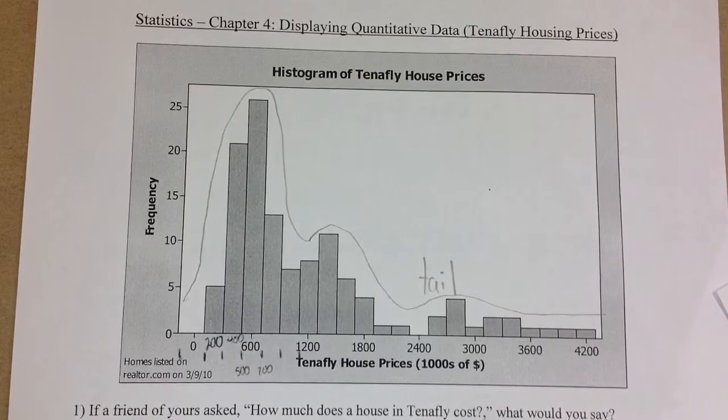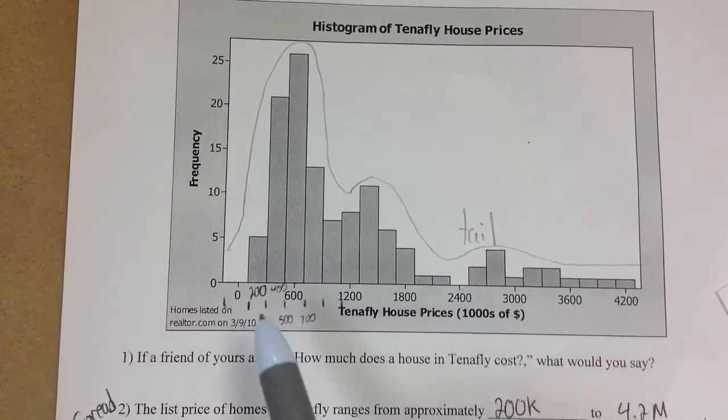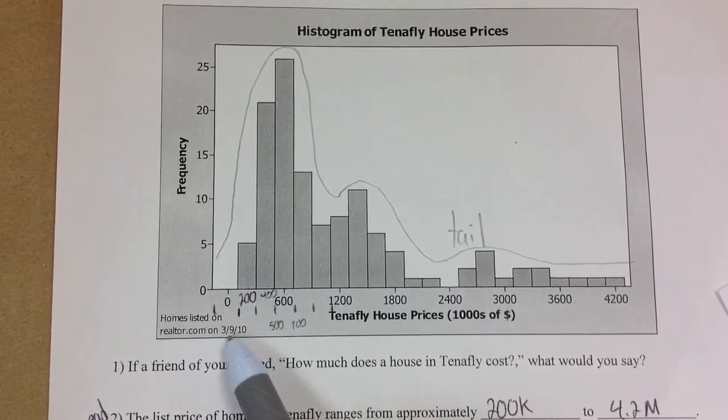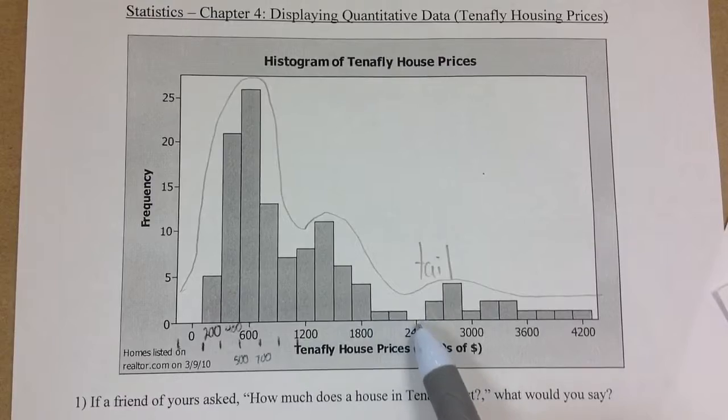Sure. If we were to look at all Tenafly homes, remember these are just the homes that were listed on Realtor.com. So these are homes that are for sale as of this date. If we looked at all the homes in Tenafly, we could certainly get one that's 2.4 million plus or minus 100,000. Okay.